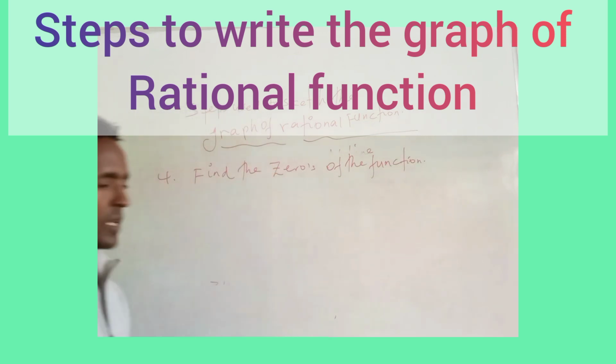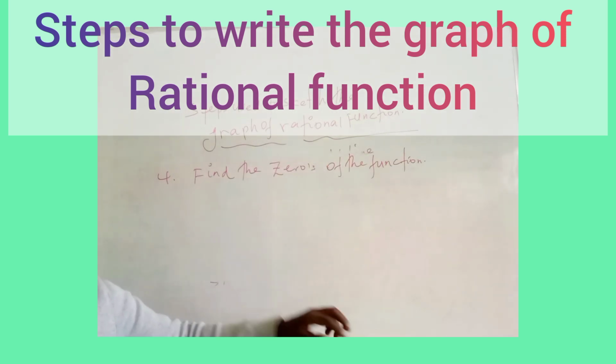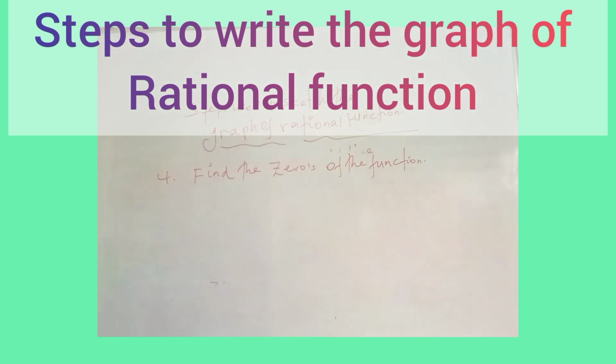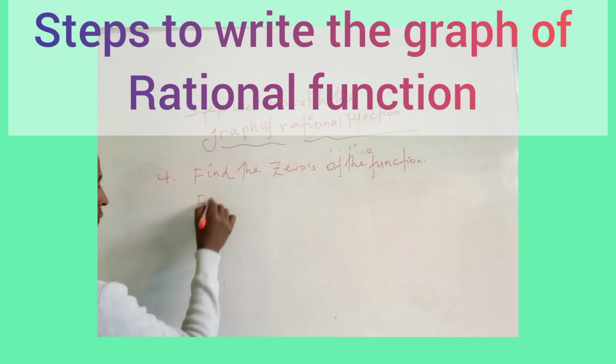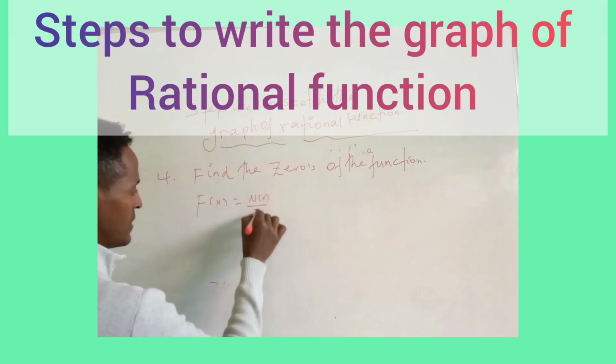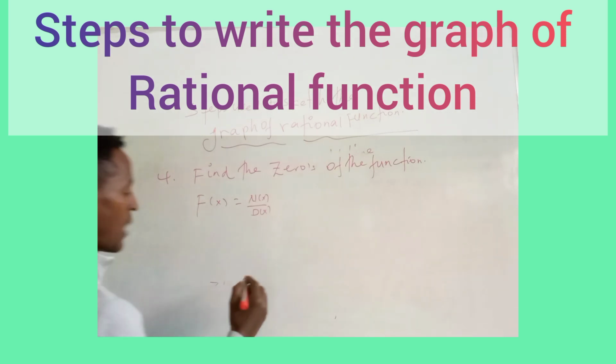So this is important. This is the fourth important point that you have to seek when you are asked to draw the graph of a rational function. How can we find the zeros of a rational function? Suppose f of x is equal to n of x over d of x, where n of x and d of x are polynomial expressions, is a rational function. So how can we find the zero?